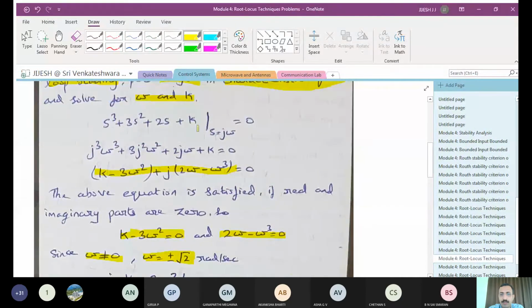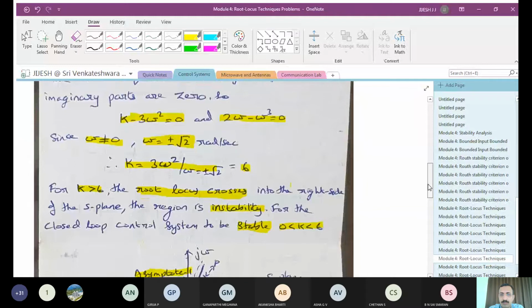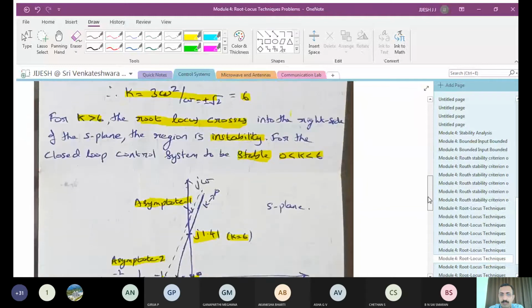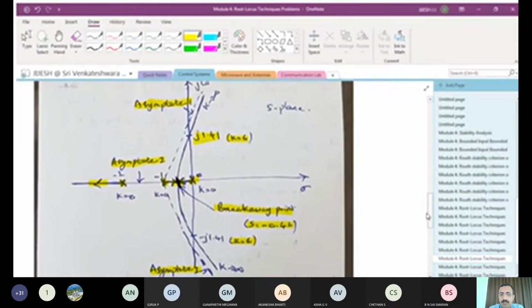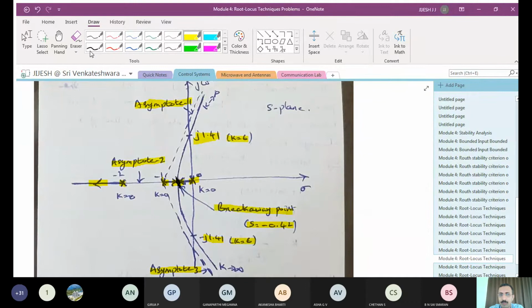See, you can see here you have s cube plus 3s square plus 2s plus k, and you can just put the value of k as 6. You can find out, so you'll get two values, j 1.41 as well as minus j 1.41 also. So put those 2 points as well.